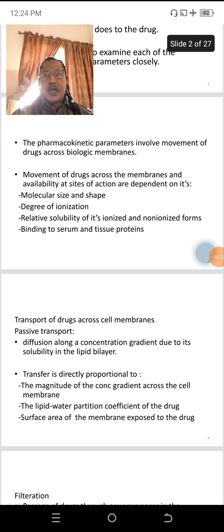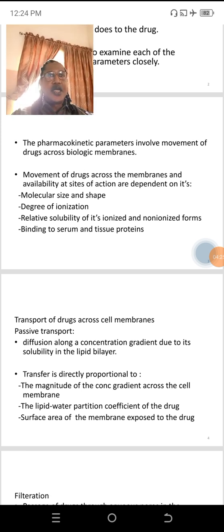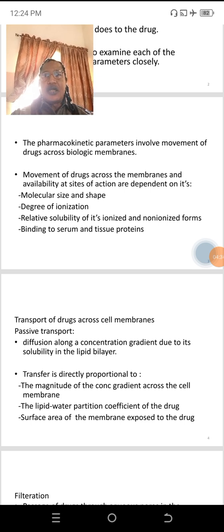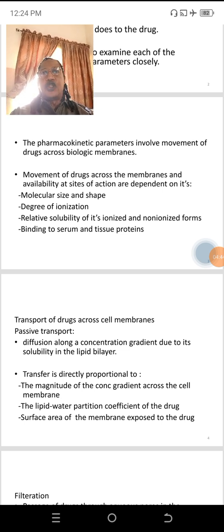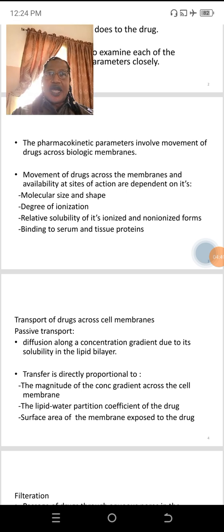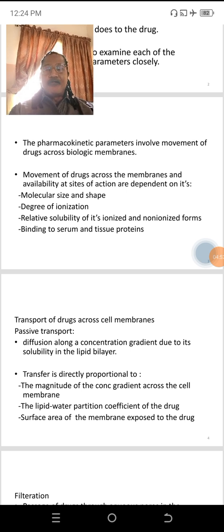The movement of drugs across cell membranes can be by passive mechanisms or can be by active mechanisms. And for passive mechanisms, the two main transport mechanisms that fall under the passive transport are diffusion and filtration. And from our elementary chemistry, we remember that diffusion is the movement of a solute from an area of high concentration to a region of lower concentration.